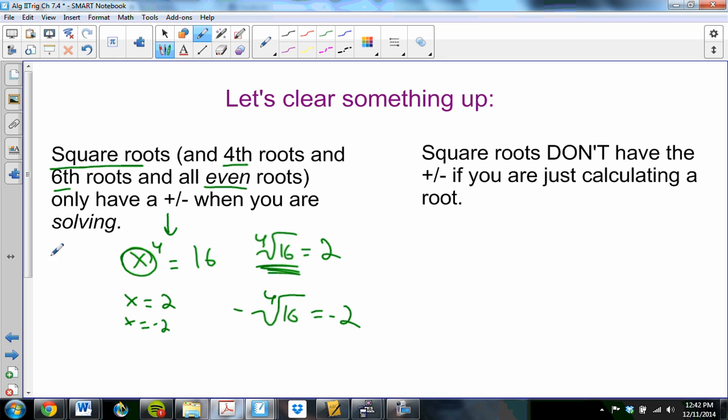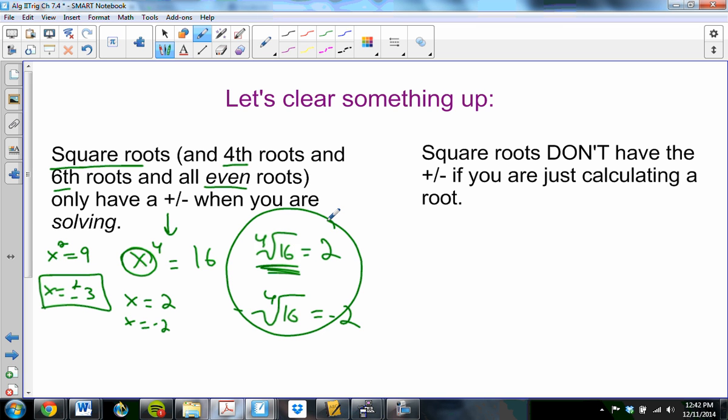Plus or minuses come when you're solving. If x squared is 9, then x equals plus or minus 3. There's your plus or minus. When you're just calculating a square root, what is the square root of 9? We just say 3.